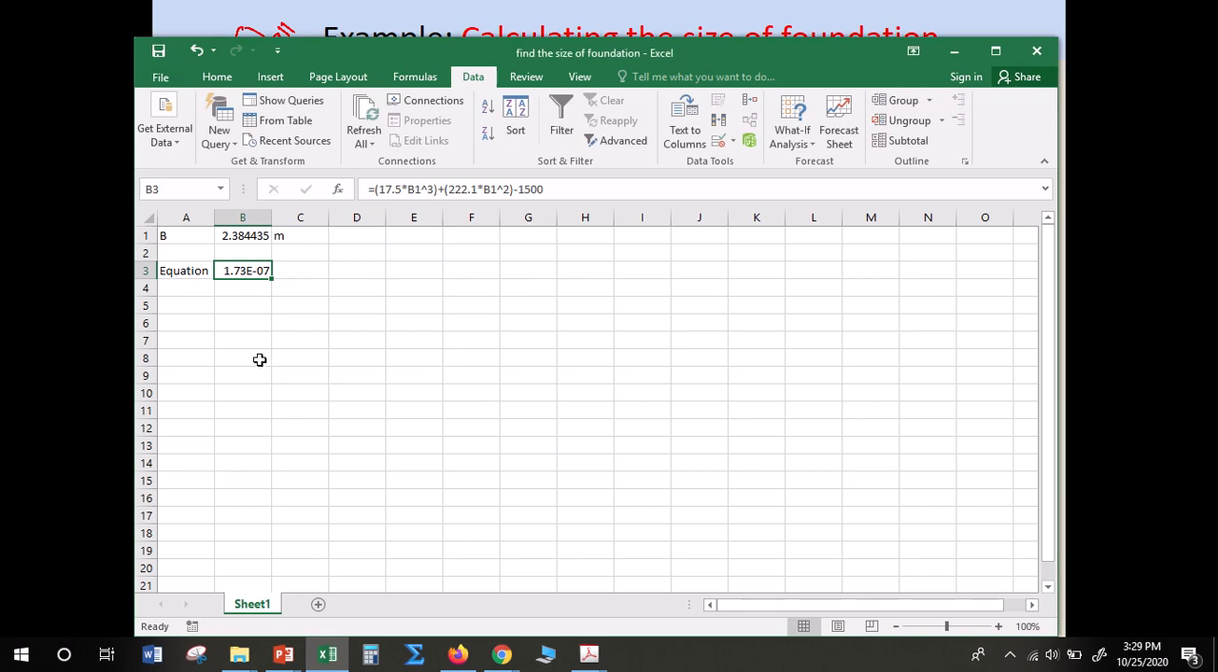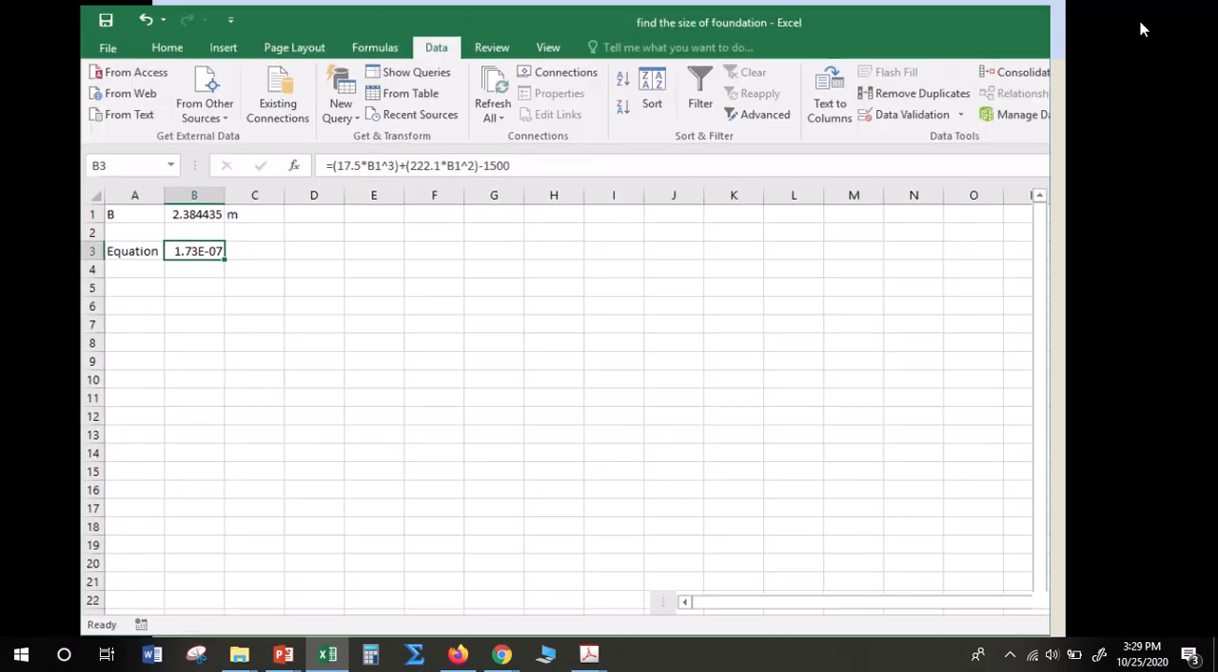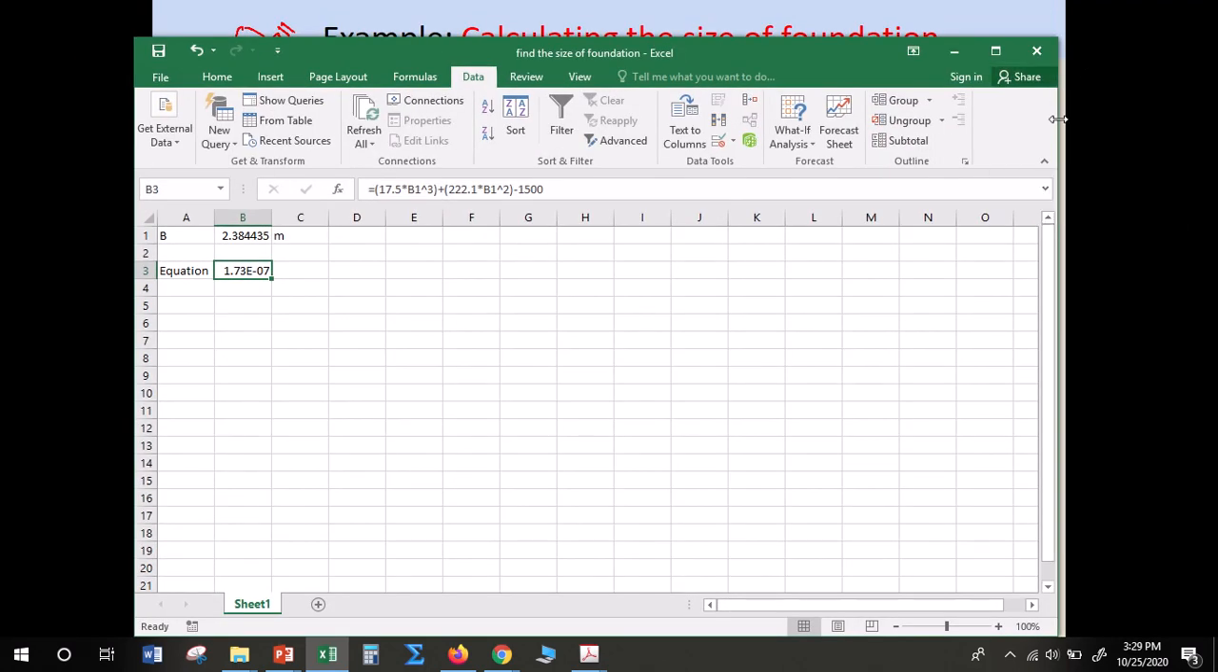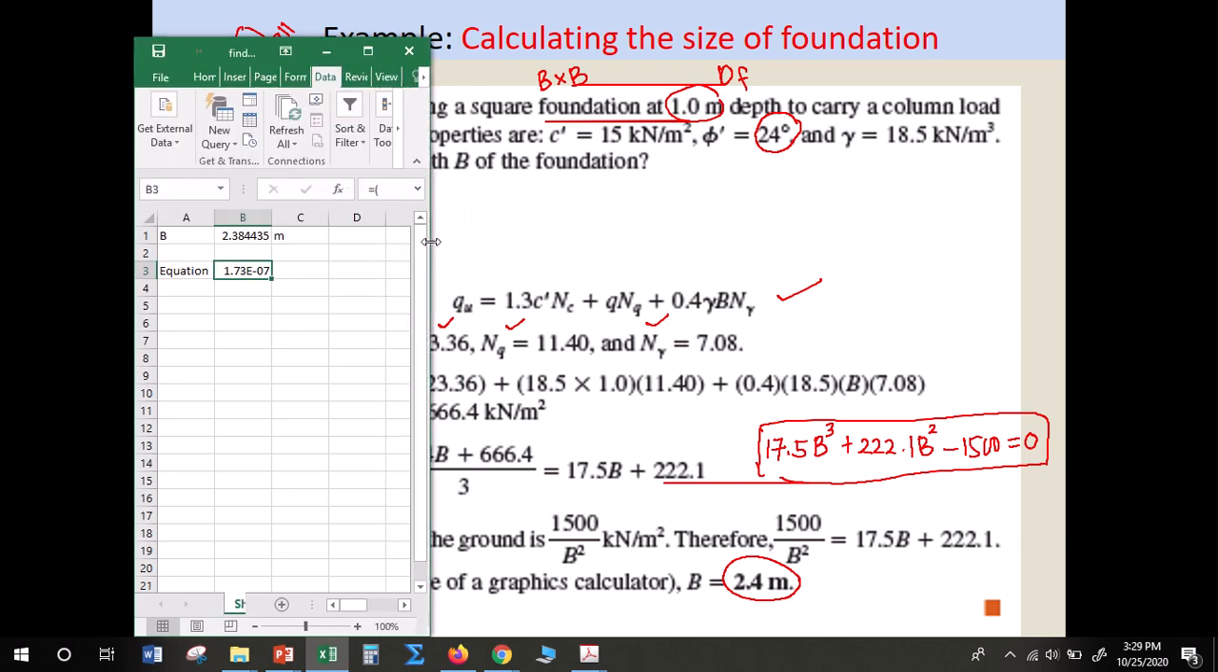Then you can get the answer here, 2.384435 meter. So you get the answer 2.38, which is about 2.4. Boleh? Senang kan? Tak susah kan pakai Excel? Pakai calculator, awak cari Google lah, tengok macam mana cara nak selesaikan masalah. Saya rasa boleh gunakan calculator tu, depending on the model of your calculator.